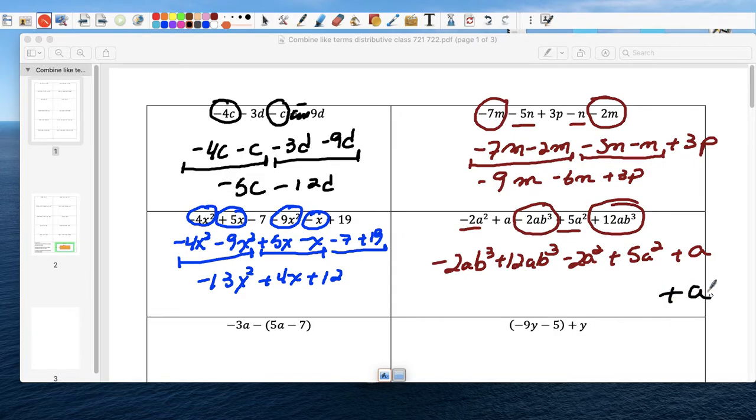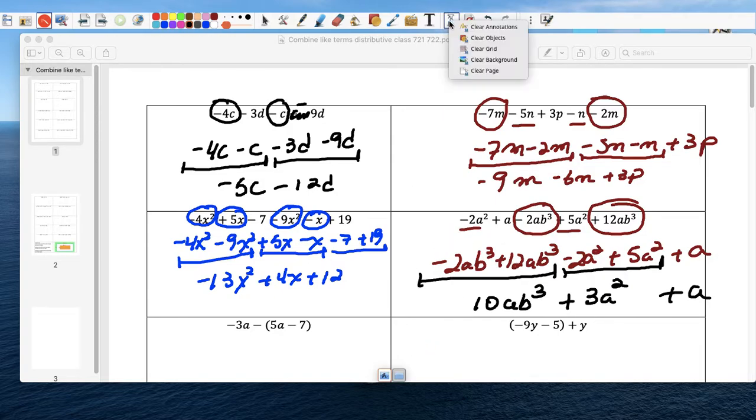So I can even just go ahead and write that. So focus on these. That's going to be 10ab cubed, right? Negative 2 plus 12 is 10. And then negative 2 plus 5 is positive 3. And then don't forget your variables.